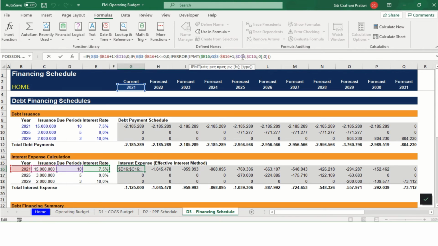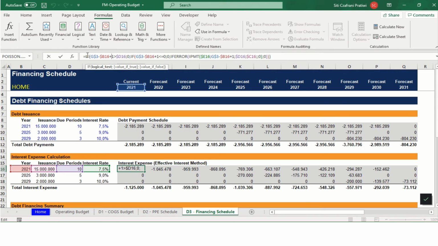After that, this is the period, the NPER, the due periods here. The due periods is in cell D16, and PV here is the present value of the debt issued, or it could be said as the amount of debt issued. Just leave it blank, or just put a semicolon or comma here for the present value, and the type is 0. Again, you need to put IFERROR here. In case there is some error, it will return 0.